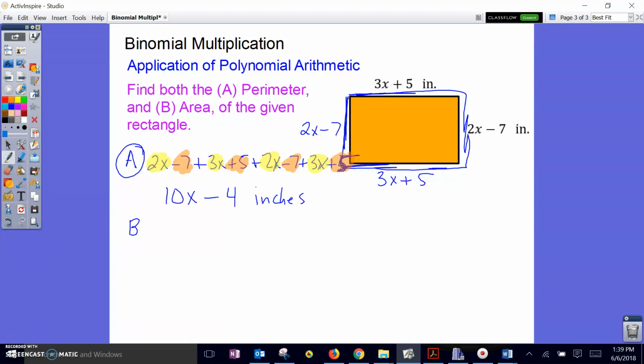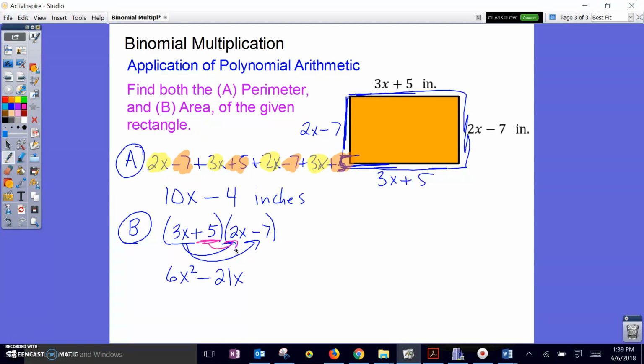Okay, part B, find the area of this rectangle. Now, if I want to find the area of this rectangle, remember, area is length times width. And so we want to take the length of the rectangle and the width of the rectangle, and we're going to multiply those together. And now we're going to use our polynomial multiplication. 3x times 2x gives us 6x squared. 3x times minus 7 gives us minus 21x.